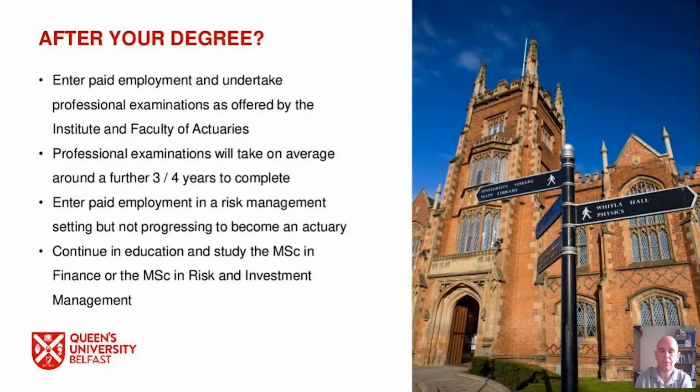To qualify as an actuary, you have to pass 13 exams, as I've already said. A lot of our students enter paid employment and undertake professional exams as offered by the Institute and Faculty of Actuaries. If you have come out with the first 6 exemptions, that means you've only got another 7 exams to go. Professional exams will probably take another 3 to 4 years. The rough rule of thumb is that students pass on average 2 exams per year. So if you come out with 6 exemptions, you've knocked 3 years off qualification compared with starting from scratch.